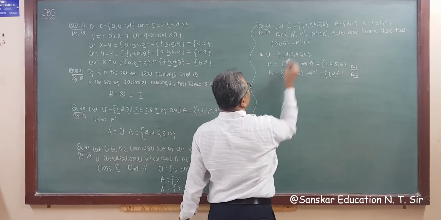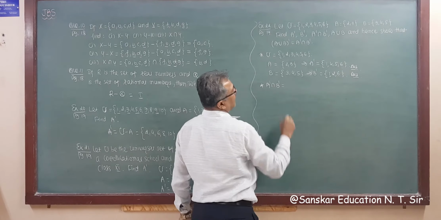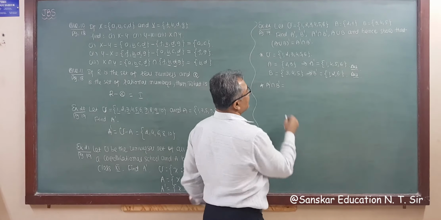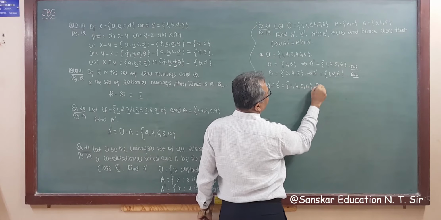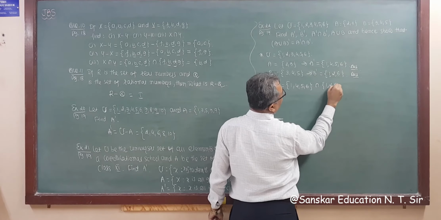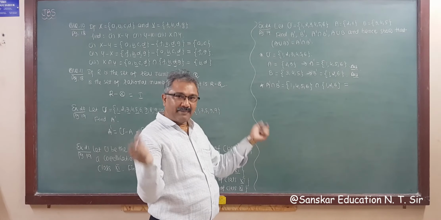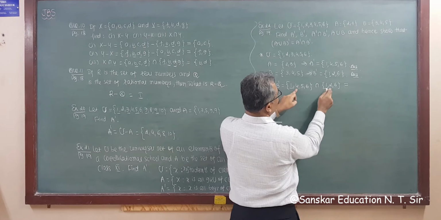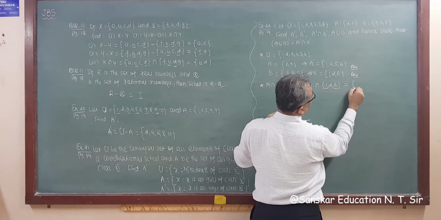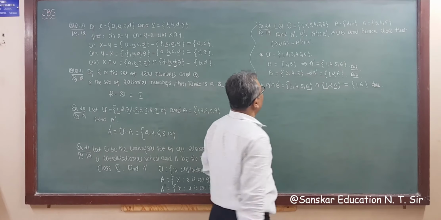Now A dash intersection B dash. Now A dash is this, that is 1 4 5 6. Intersection B dash is 1 2 6. So intersection of these two means common elements of both sets, which are 1, no 2 and 6. So answer is 1 comma 6. This is your answer, right?